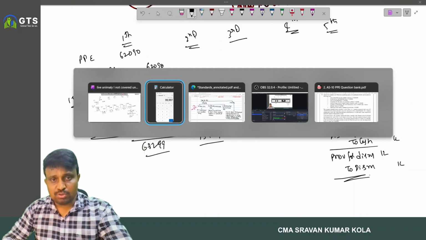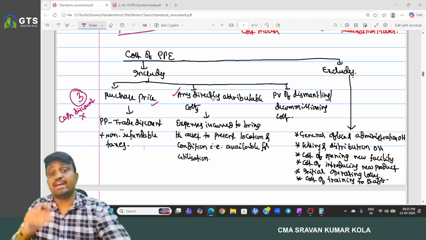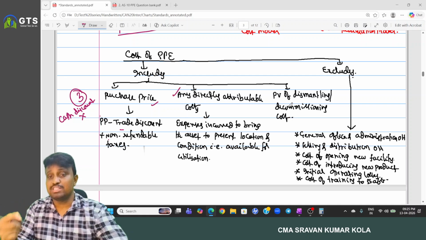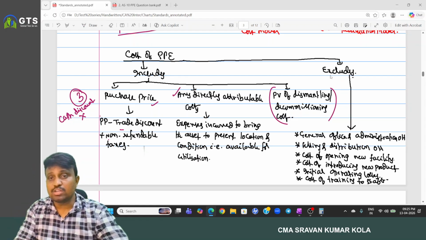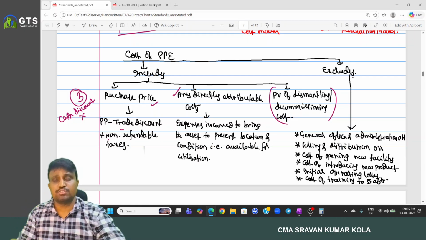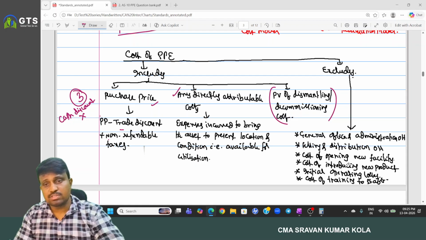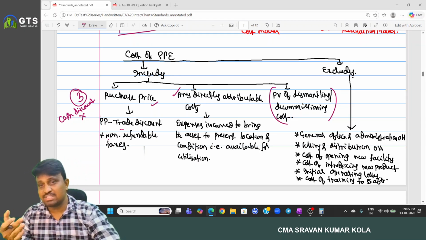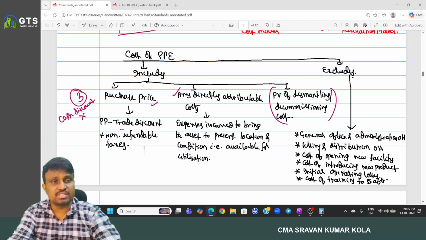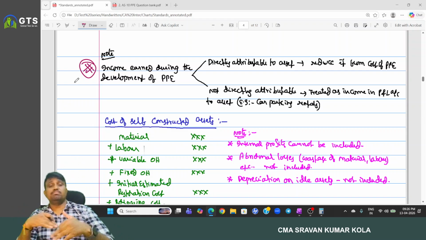So the cost of the PPE includes these three parts: one is purchase price, another is directly attributable cost, and another is present value of dismantling cost. For this we have to create a provision. But the cost of PPE excludes certain items: general office and administration overhead, selling and distribution overhead, cost of opening the new facility, cost of introducing the new product, initial operating losses, if any, cost of training the staff, along with cash discount. The cost of relocation of the asset is also not included in the cost of the PPE.